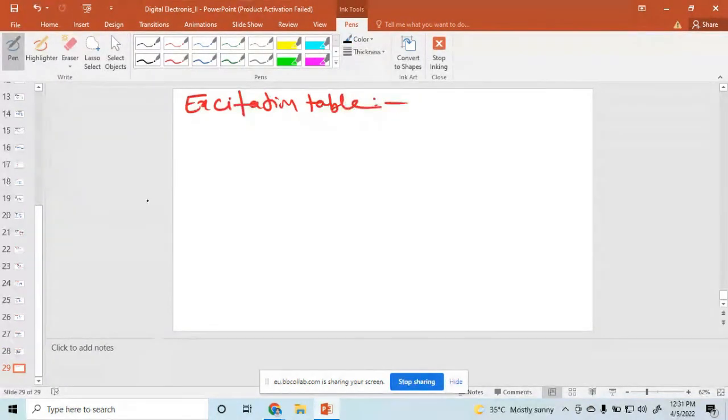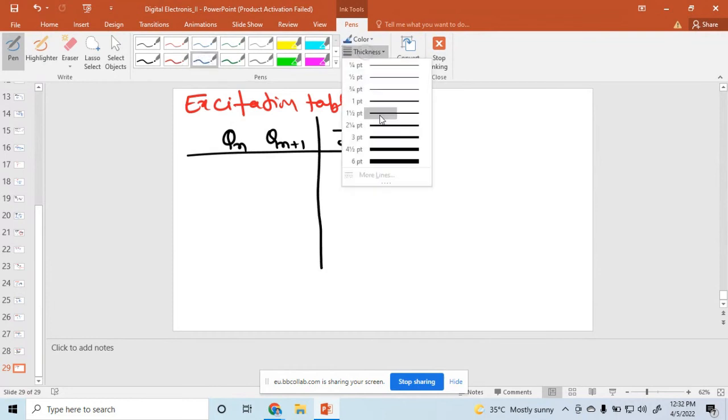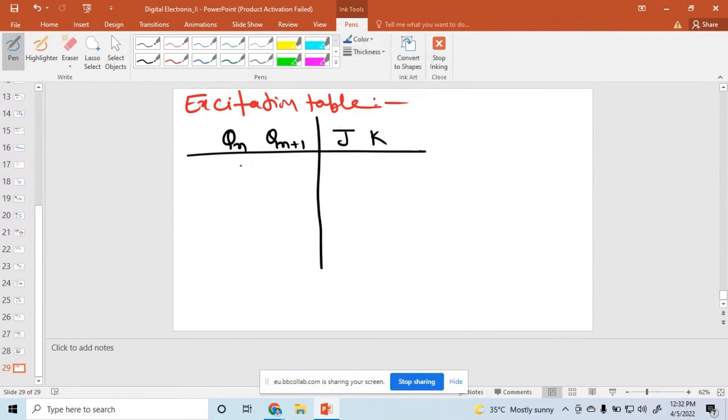Excitation table. So here in the excitation table, one input is called Qn. The next one is Qn plus one. So what happened? The values of J and K are called the excitation. So what is the meaning here? Here we put the value of Qn. So how many combinations are here?